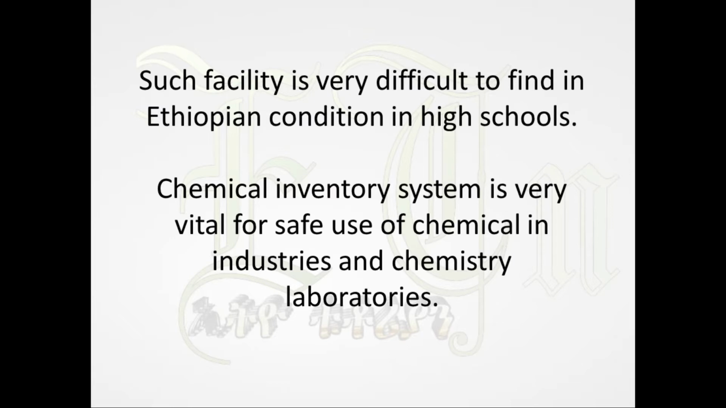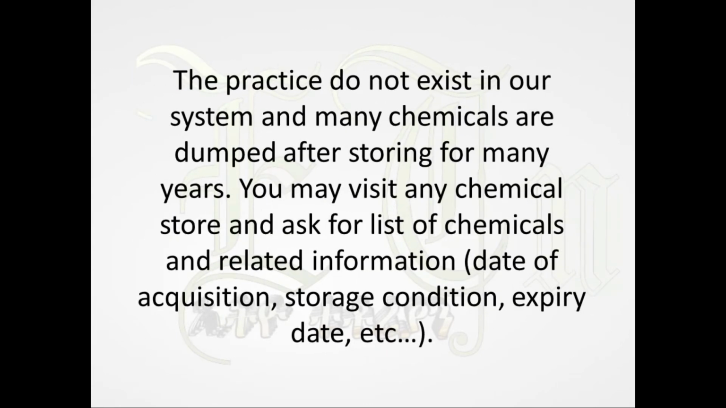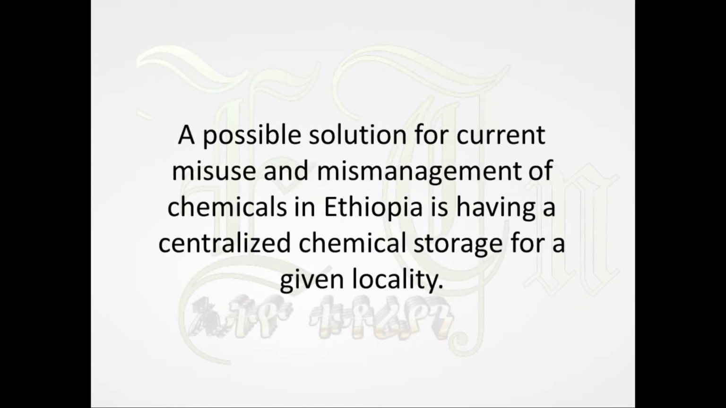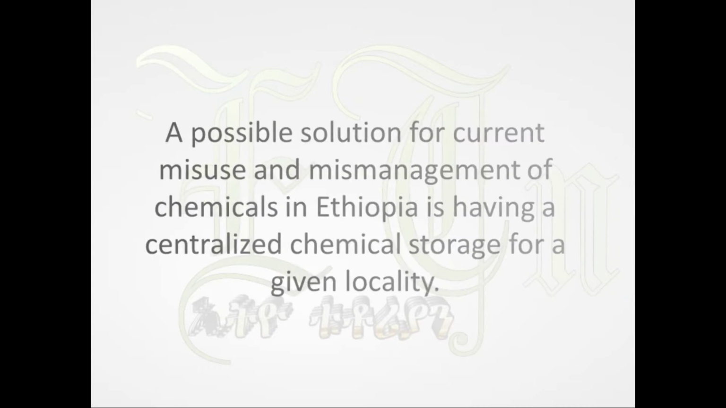Chemical inventory system is very vital for safe use of chemical in industries and chemistry laboratories. The practice does not exist in our system, and many chemicals are dumped after storing for many years. You may visit any chemical store and ask for a list of chemicals and related information, date of acquisition, storage condition, expiry date, etc. A possible solution for current misuse and mismanagement of chemicals in Ethiopia is having a centralized chemical storage for a given locality.